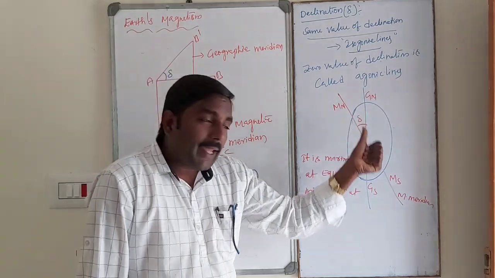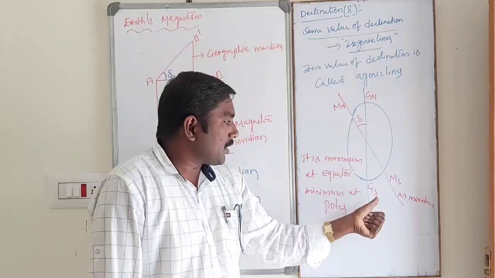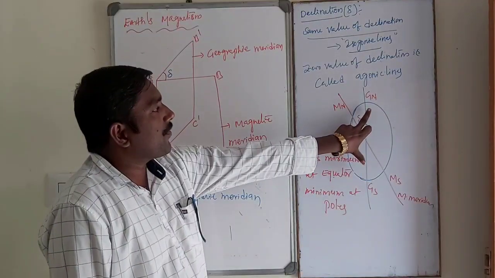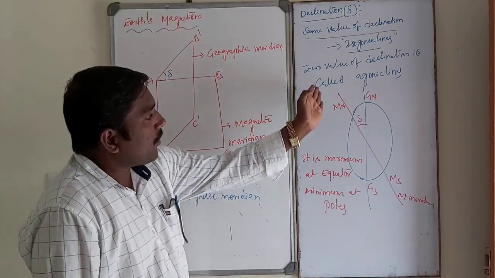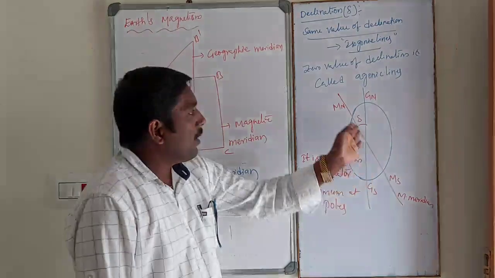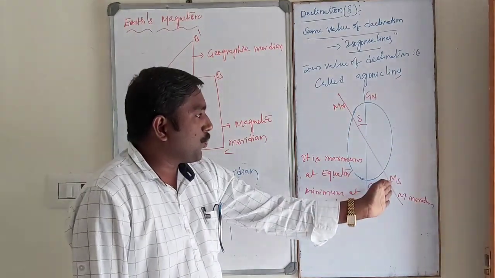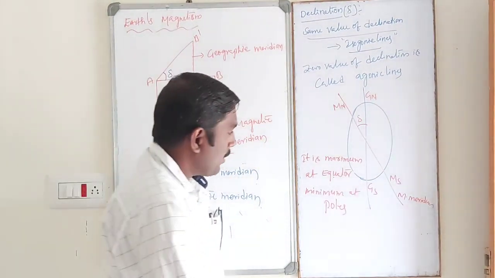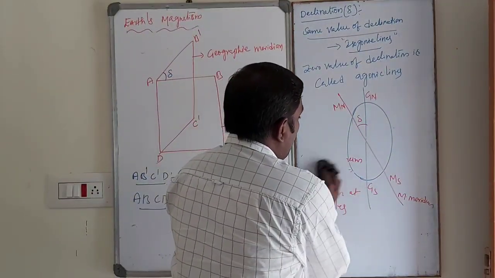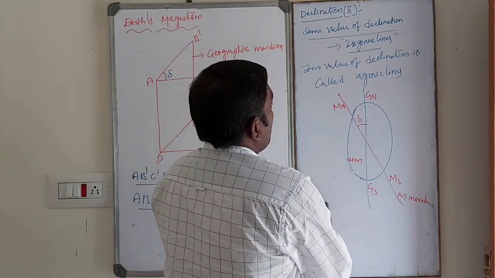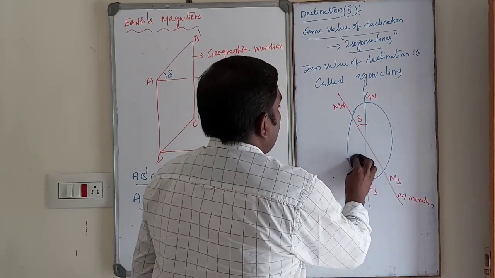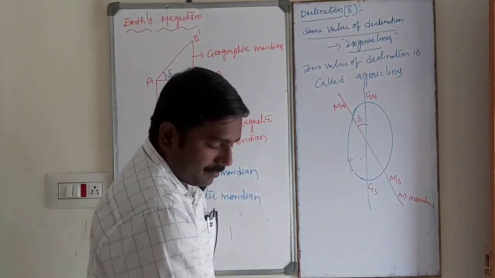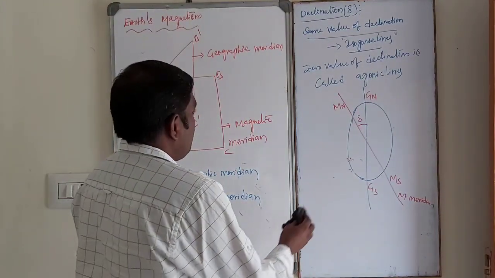The vertical plane passing through the geographic north and south poles is called geographic meridian, and the vertical plane passing through the magnetic north and south poles is called magnetic meridian. Okay. Next one.